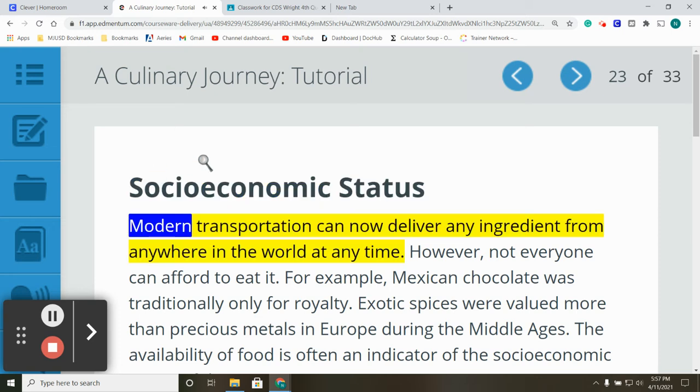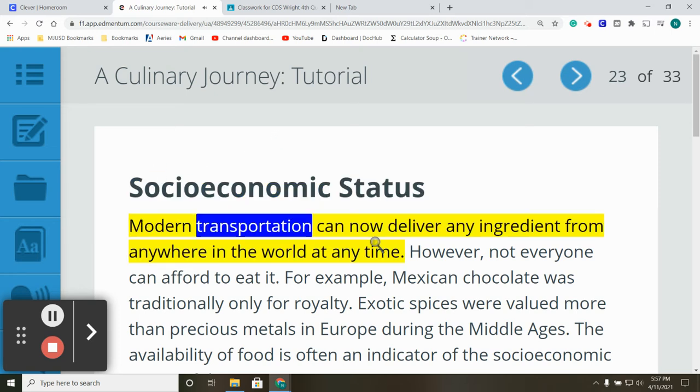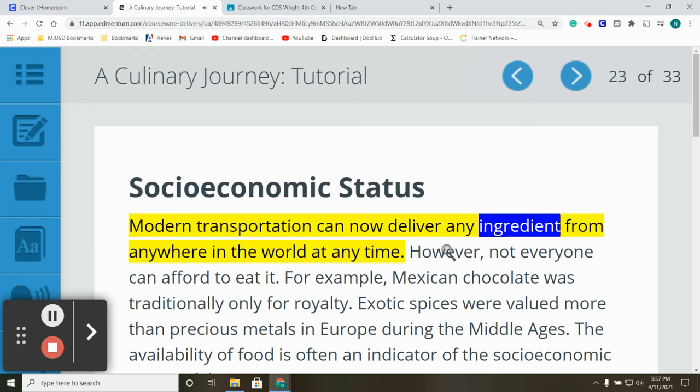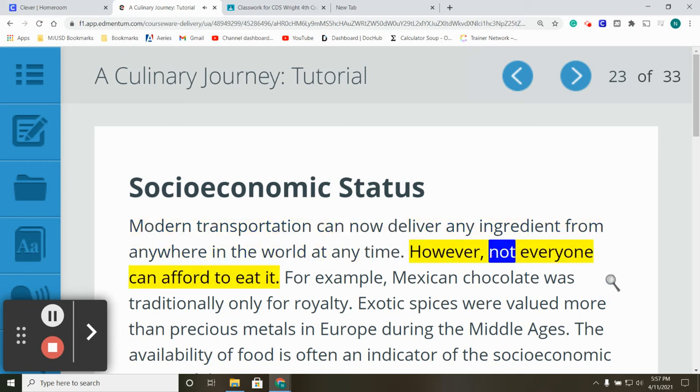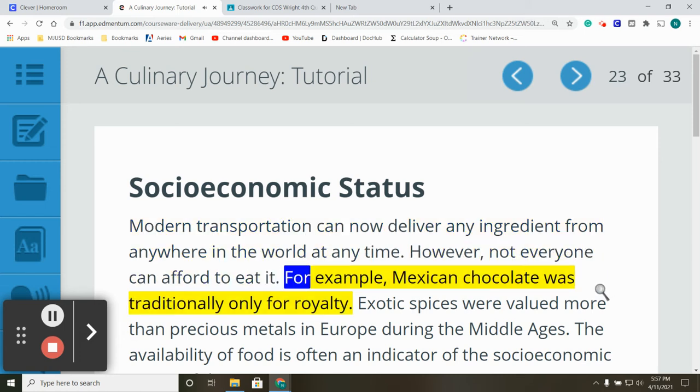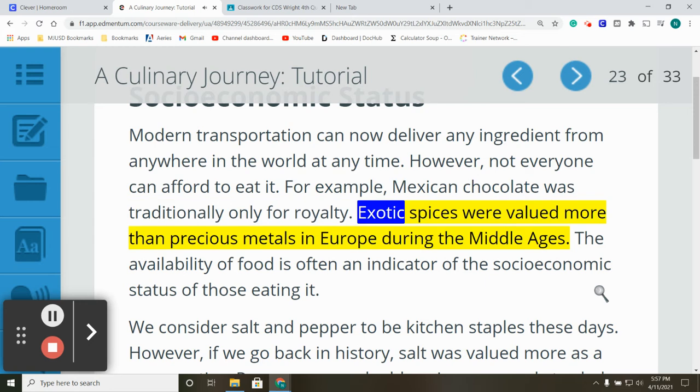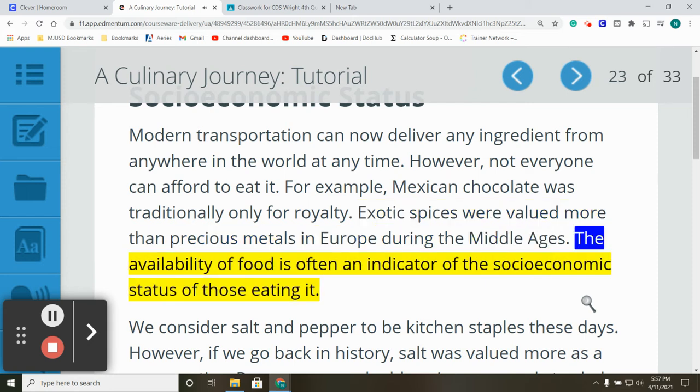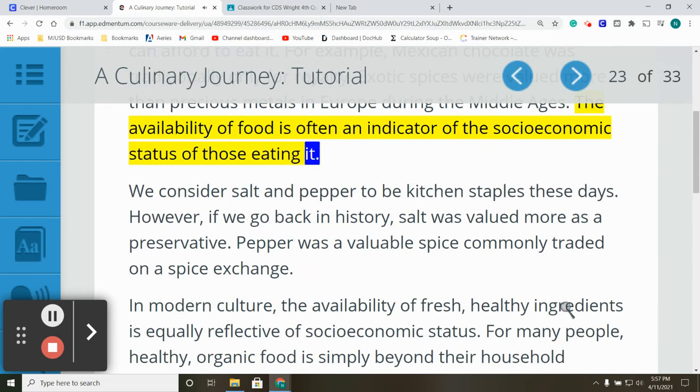Socioeconomic status. Modern transportation can now deliver any ingredient from anywhere in the world at any time. However, not everyone can afford to eat it. For example, Mexican chocolate was traditionally only for royalty. Exotic spices were valued more than precious metals in Europe during the Middle Ages. The availability of food is often an indicator of the socioeconomic status of those eating it.